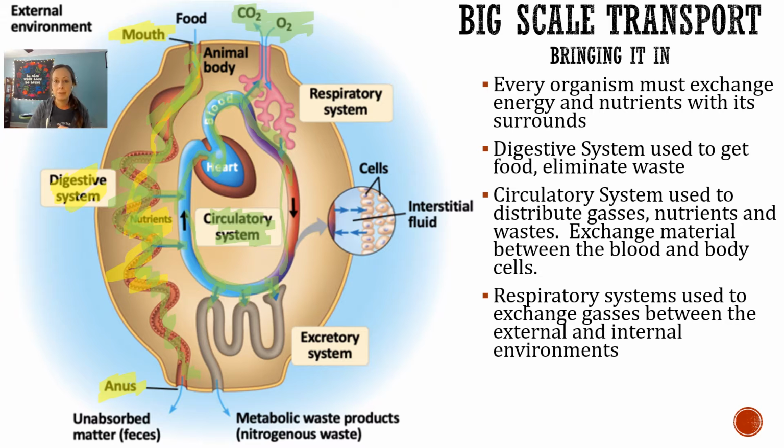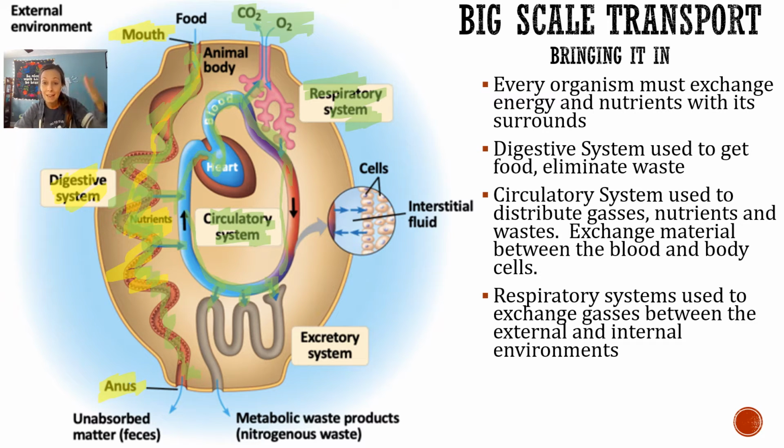Respiratory system, second to last one, is used to exchange gases between the external and internal environment. So over this side, this is our respiratory system. It's small, but it's very, very important. We have our carbon dioxide and oxygen. Oxygen goes in, CO2 goes out, right? That's another bringing it in, taking it out, okay?